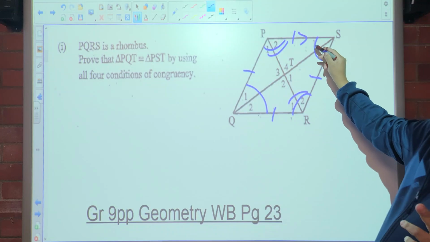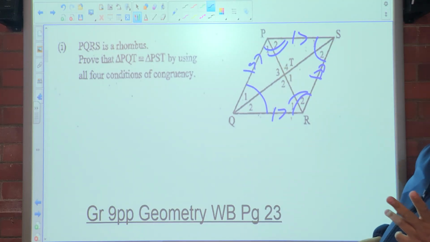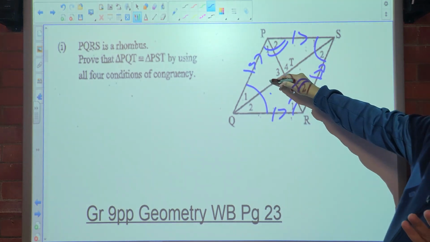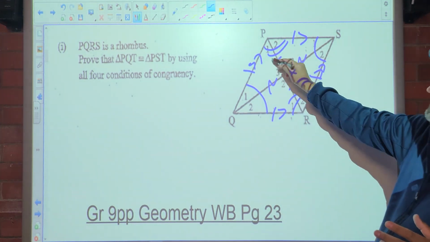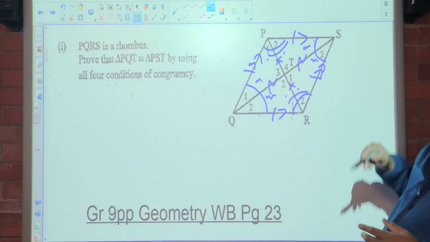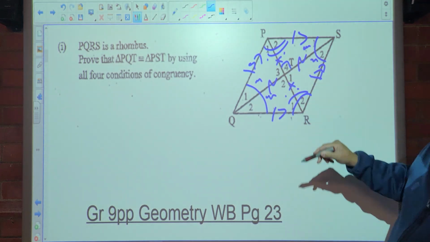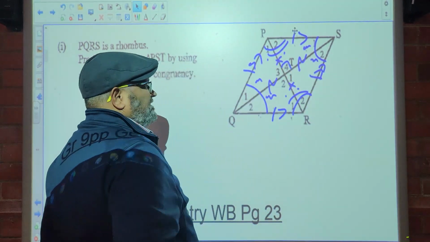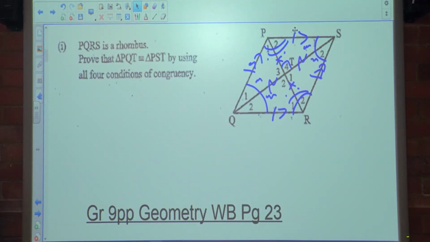Two pairs of opposite sides are parallel, yes? Diagonals bisect each other, yes? The diagonals bisect the vertex angles, not so? So it's 6 actually. Diagonals are perpendicular. There are 6 properties of a rhombus. All of those are evident.